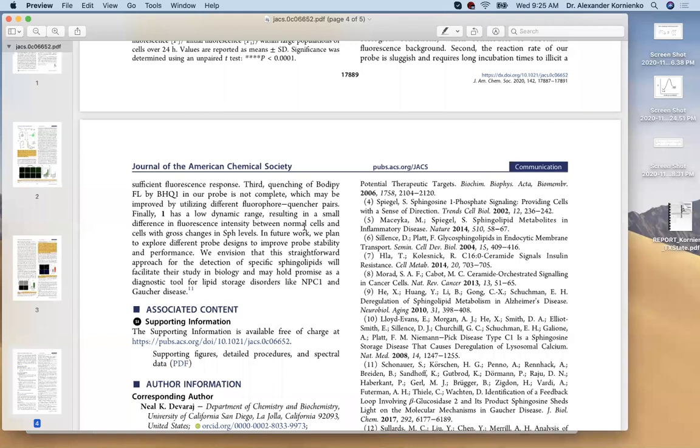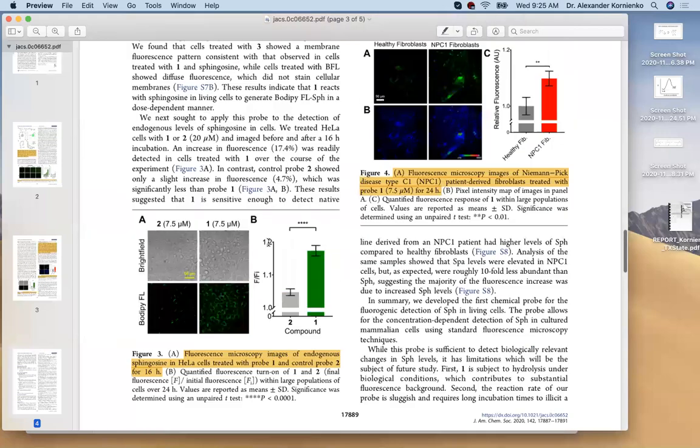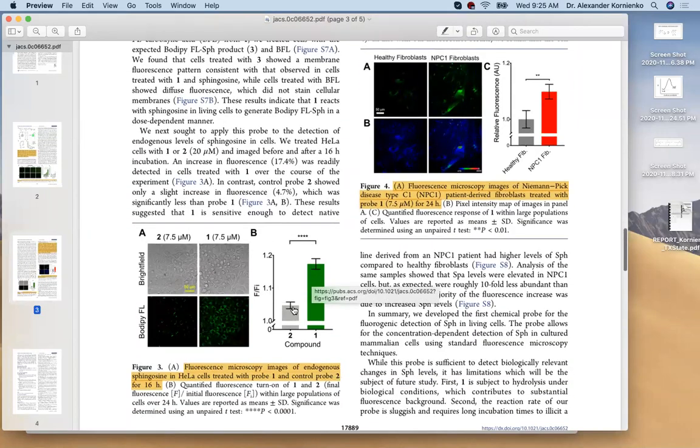Finally, one has a low dynamic range, resulting in a small difference in fluorescence intensity between normal cells and cells with gross changes. So basically what they're saying is that even though they're showing these nice figures to us, if you look at that, this looks much taller than that, right? But if you look at the units, these are relative fluorescence units, right? So we're talking about 1.05 versus 1.2. It's not like it's 10 times, right? So in other words, the difference between the intensities in fluorescence is not significant enough to make this diagnostic test accurate, right?